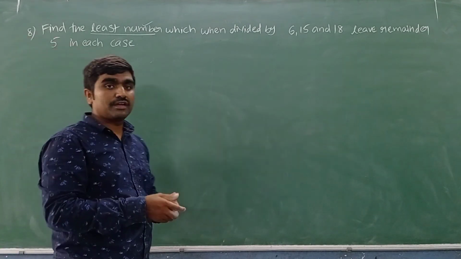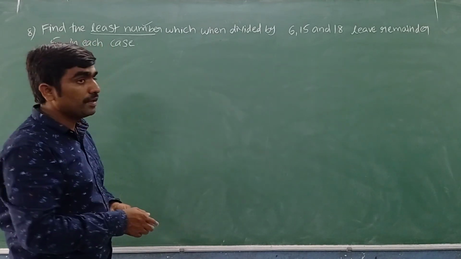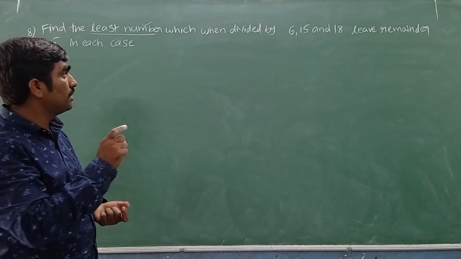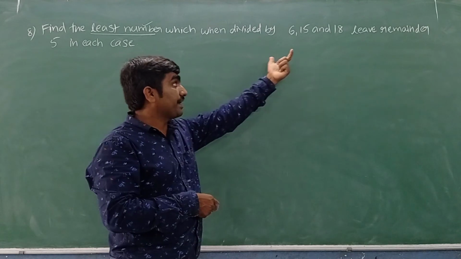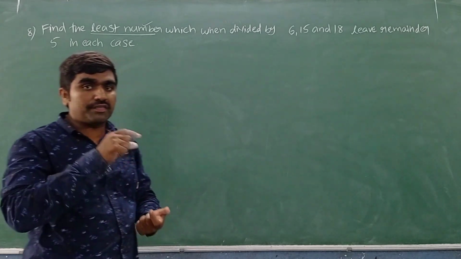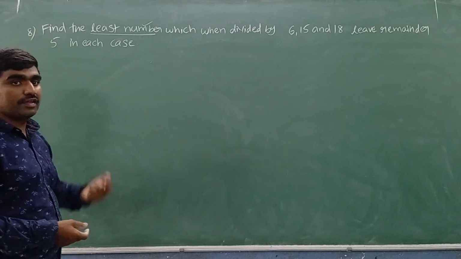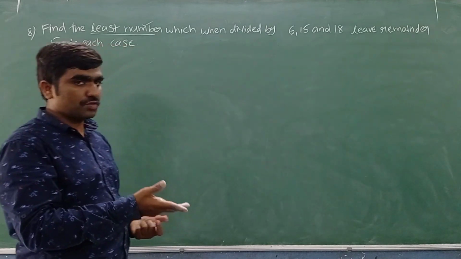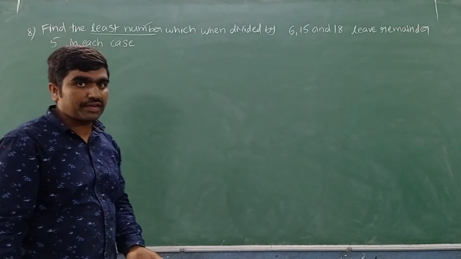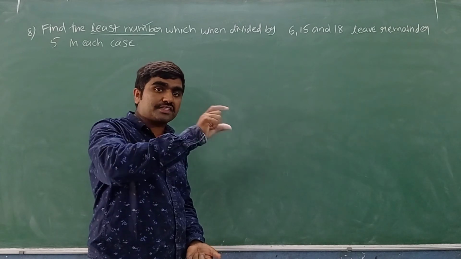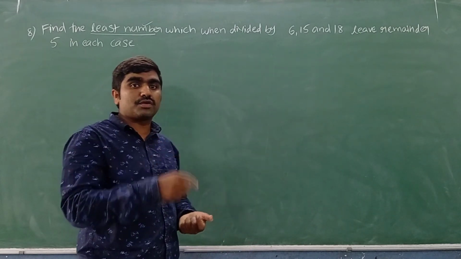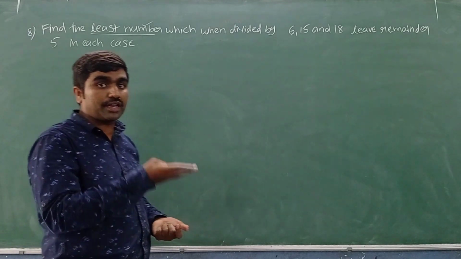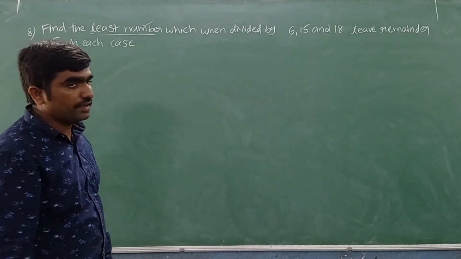Then what is the meaning of leaving remainder 5? We have to find the least number, the smallest number. That least number is always exactly divisible by the given three numbers, meaning the remainder we get is 0. To get remainder 5, whatever least number we get by LCM, we increase that number by 5. So once you increase by 5, we can see remainder 5.